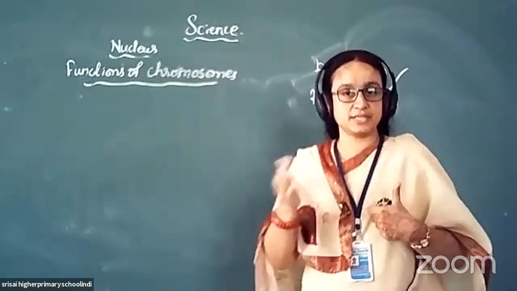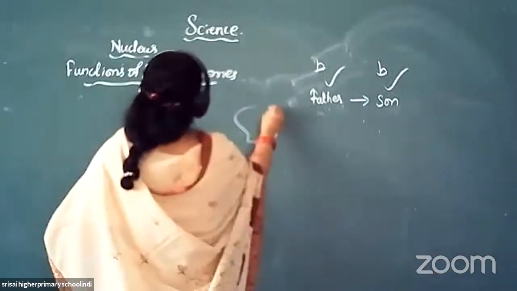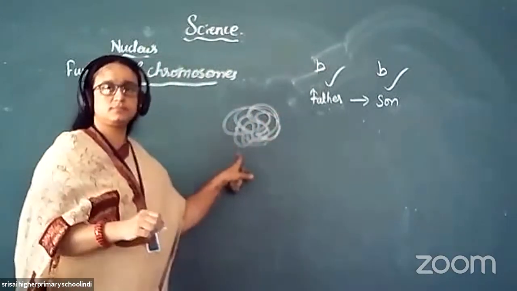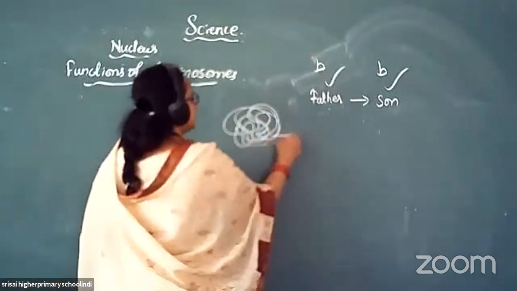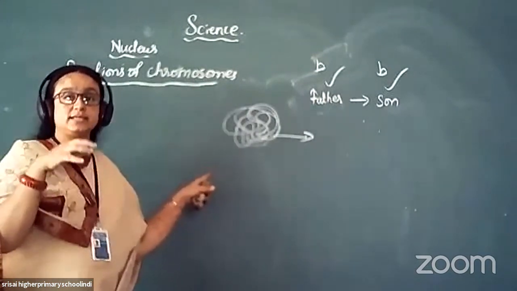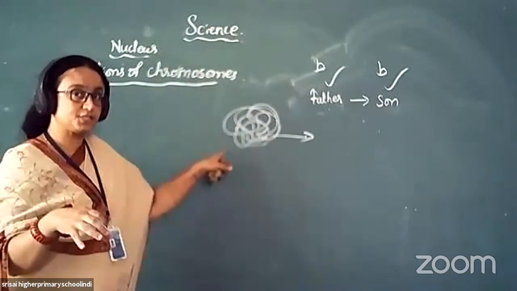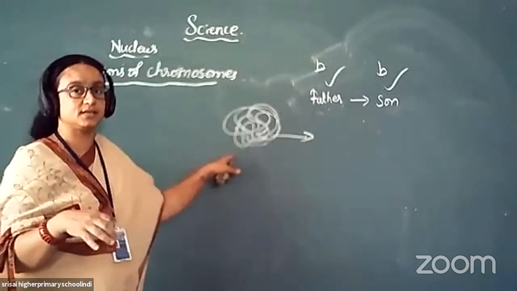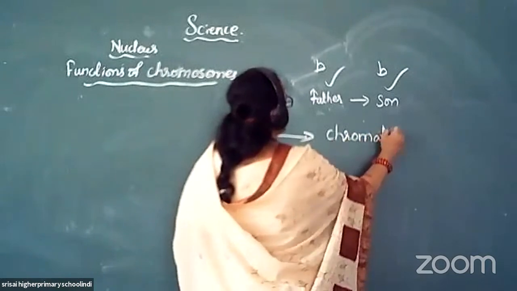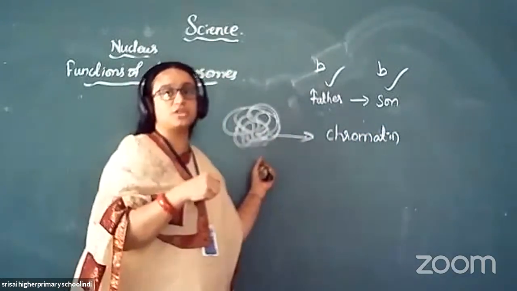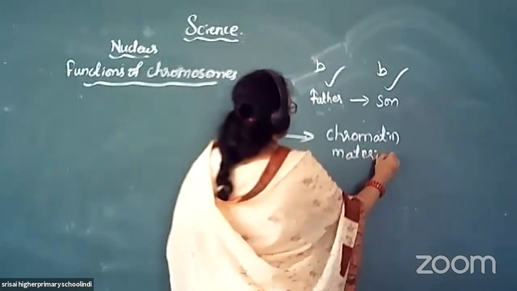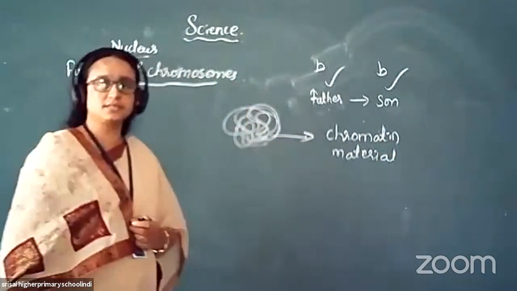They will not go anywhere. They will be there only, in the form of an entangled thread-like structure. When the cell is not supposed to divide, they are present in the form of an entangled thread-like structure. And in this position, when their shape is like this, they have the name chromatin material. The name given to this shape of the chromosomes is chromatin material. Understood? Is it clear?